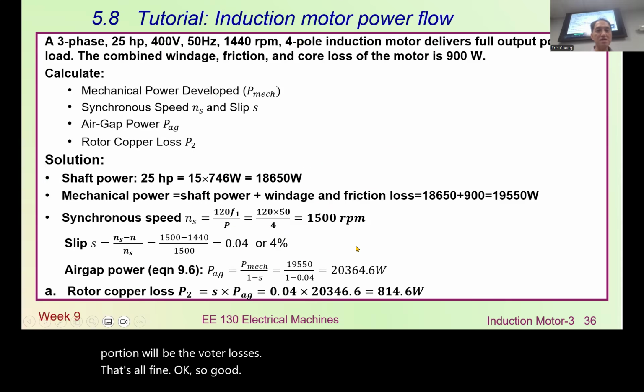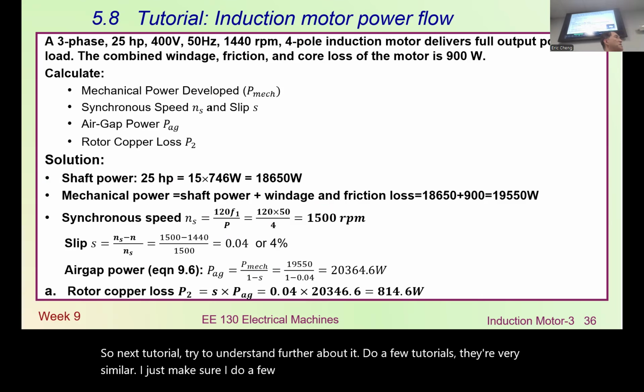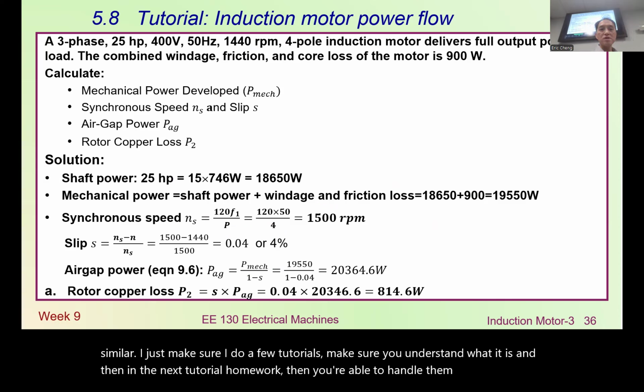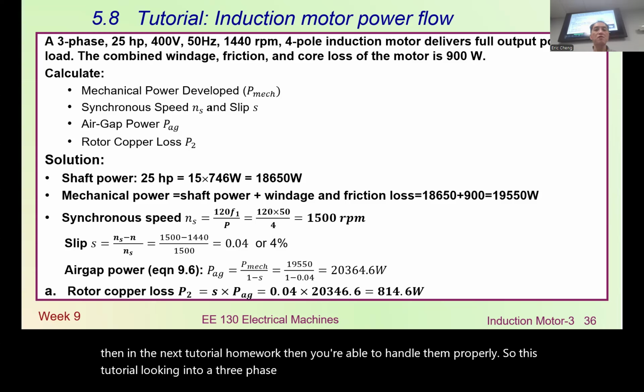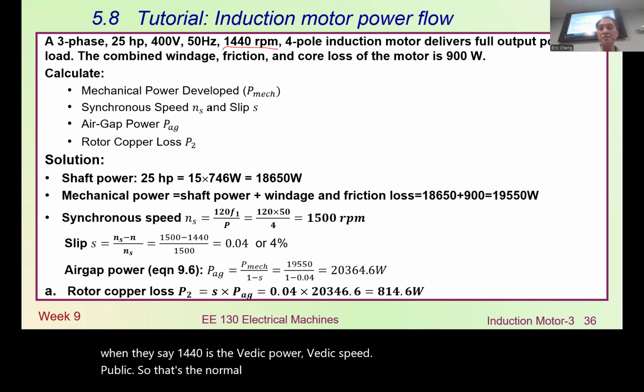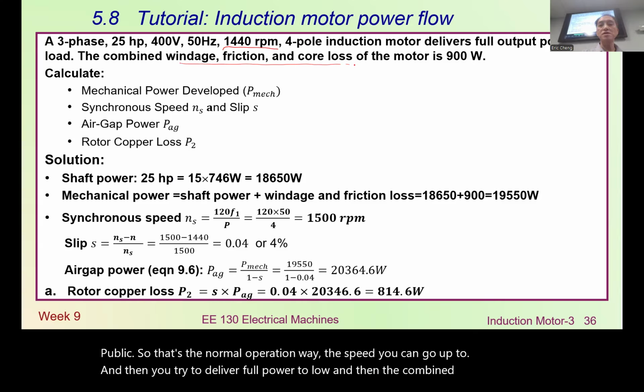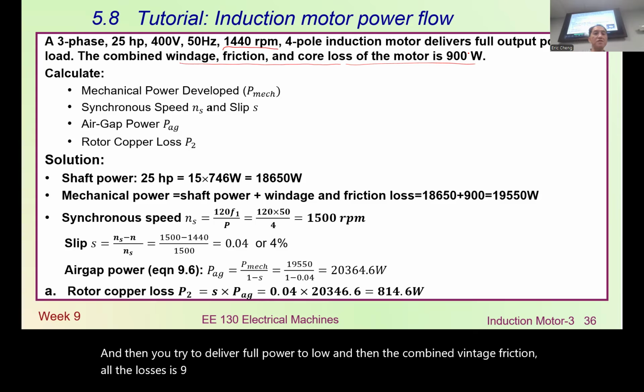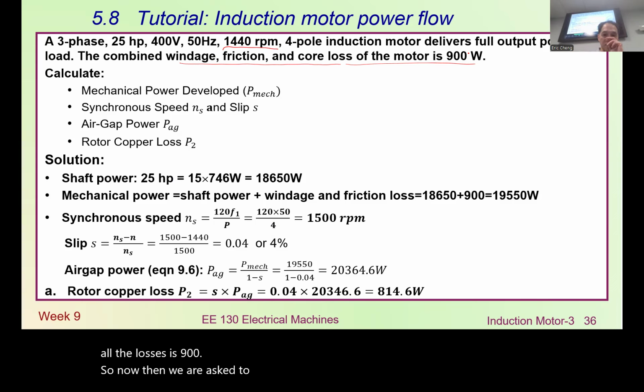Next tutorial, try to understand further. Do a few tutorials. They are very similar. I make sure I do a few tutorials, so you understand what it is. And then in the next tutorial homework, you are able to handle them properly. So this tutorial looks into a 3-phase motor, 25 horsepower, 400 volt, 50 Hertz, 1440 RPM. When they say 1440 is the rated speed, that's the normal operation. Then you deliver full power to the load, and the combined windage friction, all the losses, is 900. Now we are asked to calculate the mechanical power, the synchronous speed, and also the slip, the air gap power, and the rotor copper loss.